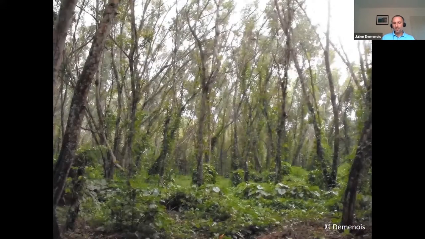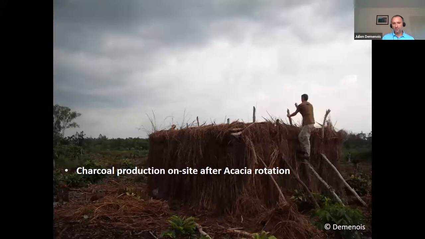This is a fallow with the nitrogen-fixing trees, Acacia auriculiformis. And here you have, after the harvesting of the Acacia auriculiformis, the production of charcoal on site.